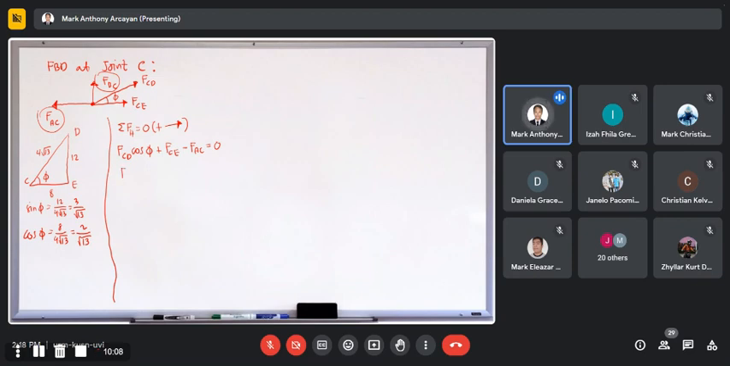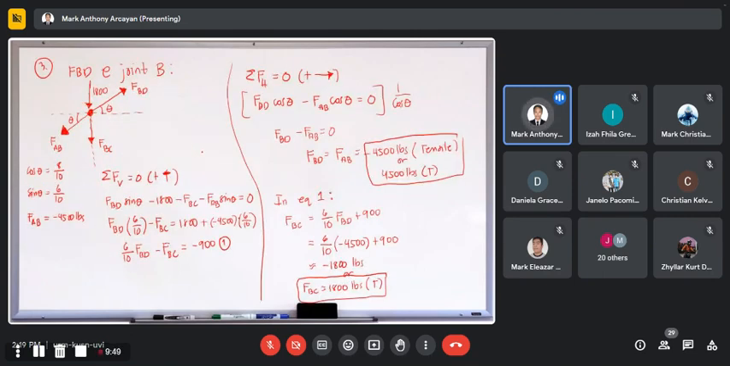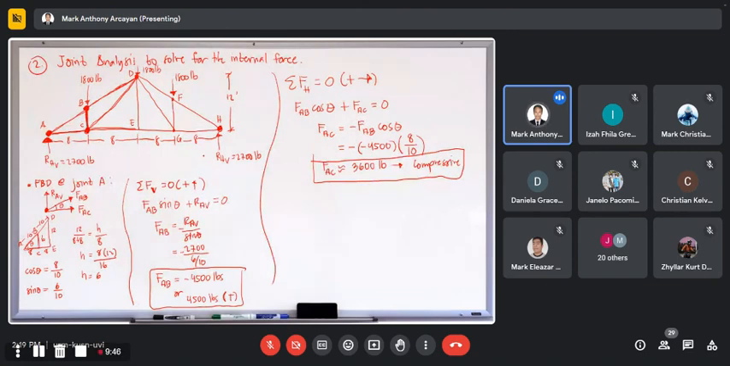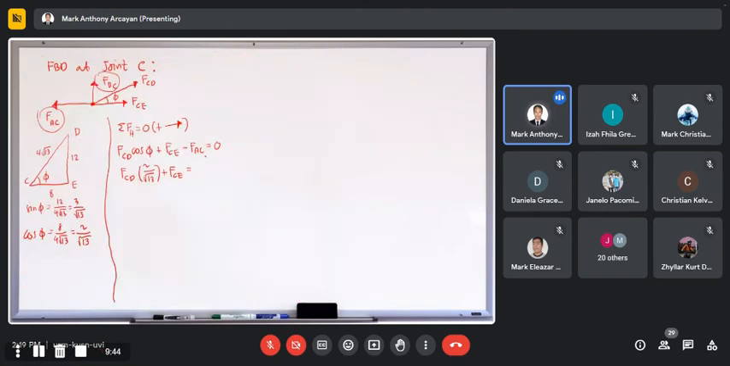So we have FCD cosine phi is 2 over square root of 13, then plus FCE is equal to, ito ni-transpose ang FAC sa right side, so mga positive ni siya. Then, ang atong nakuha nga value sa FAC is 3,600 pounds, so positive. So this one is positive 3,600. This is our equation 1. Now, naa tay duha ka unknowns, CD and CE. So we will proceed to summation of forces at the vertical that is equal to 0.